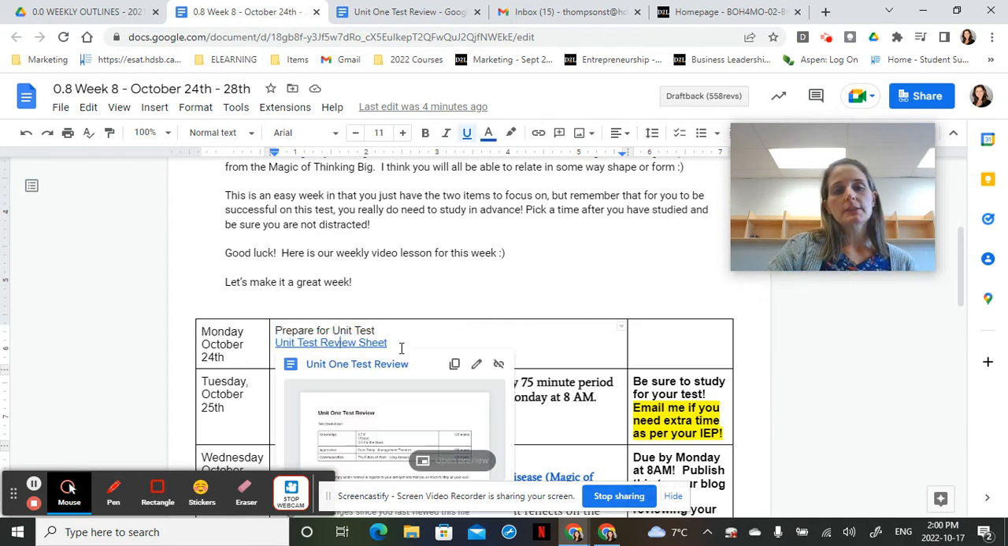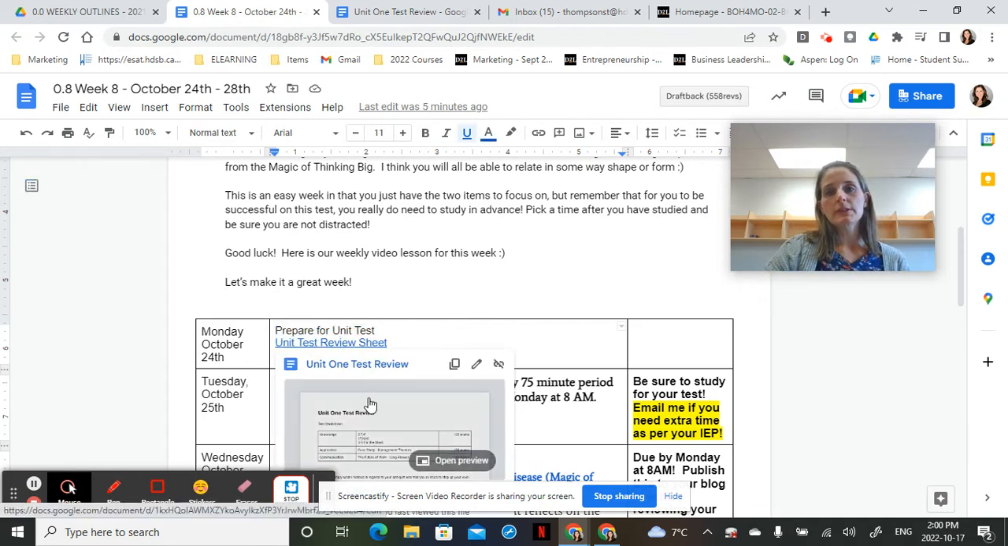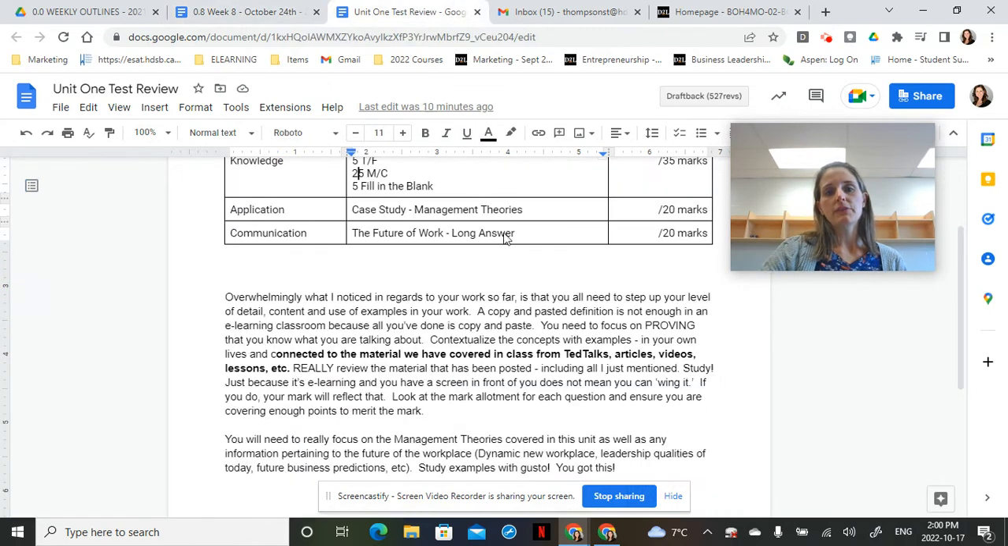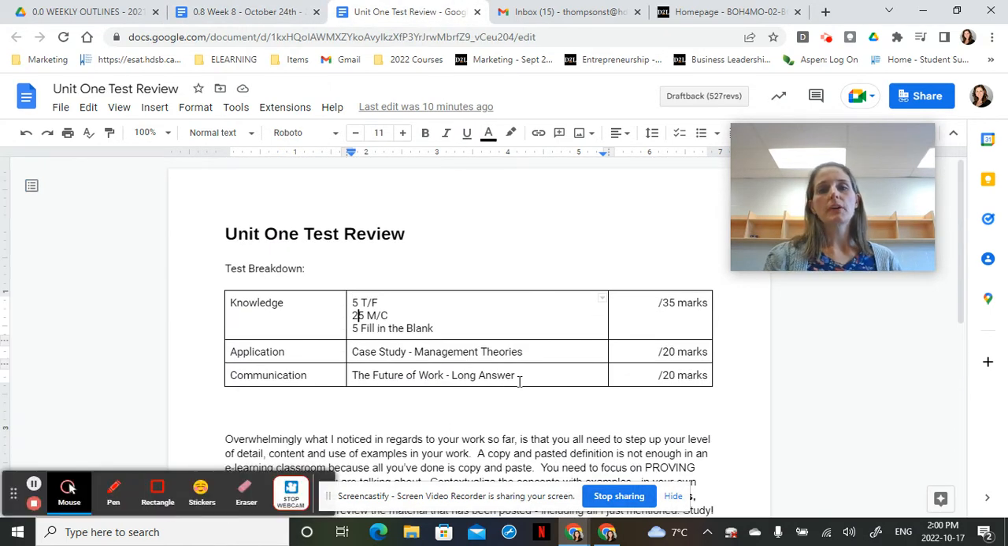For the unit test, there is a review sheet available for you here. The test itself is out of 75. There are 5 true false questions, 25 multiple choice, 5 fill in the blank. You also have a case study and a long answer question on the future of work. Really, you need to just study all of the material that we've covered so far.